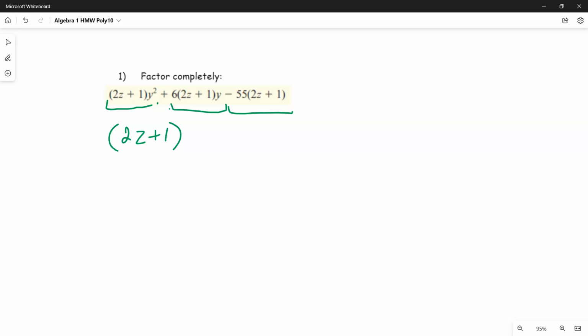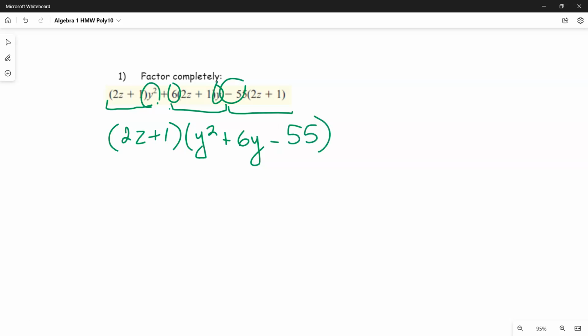When we start factoring polynomials, our first question is, are these three terms sharing any greatest common factor? In this case, the answer is yes. 2z plus 1 is a greatest common factor of these three terms. So we'll factor this out. And in the parentheses, we have y squared, and then here we have 6y left, plus 6y. And here we have negative 55.